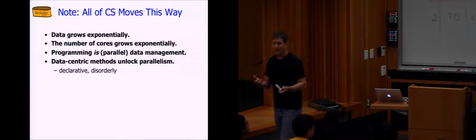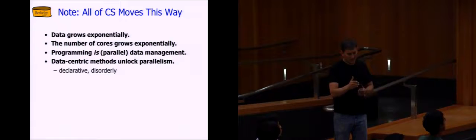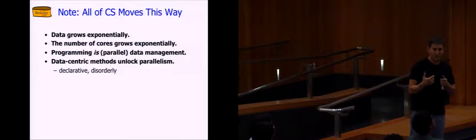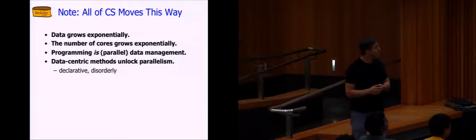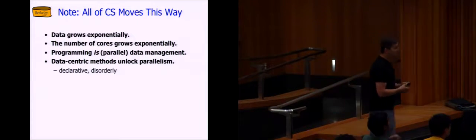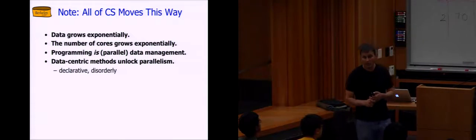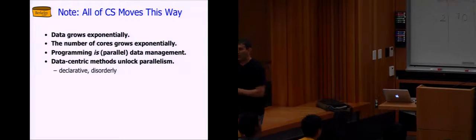This is like the moment for data in computer science also, and I think it's not just the moment, it's the transition point. So basically, computer science is becoming a data-driven field. It's much more about the data than the computation. Data is growing exponentially. Don't forget the number of cores is still also growing exponentially, so we're dealing with parallel programming. And parallel programming ends up looking a whole lot like data management.